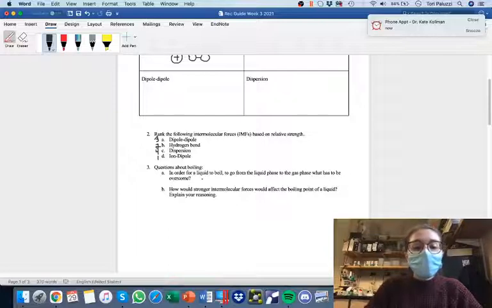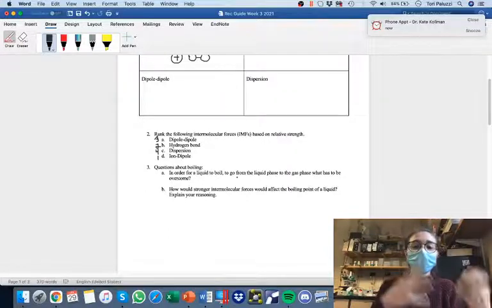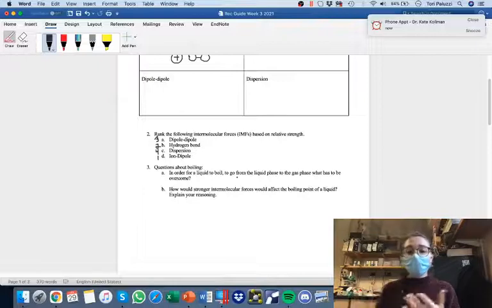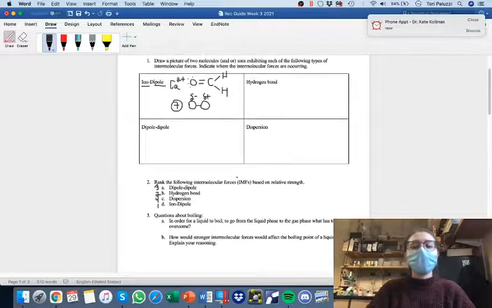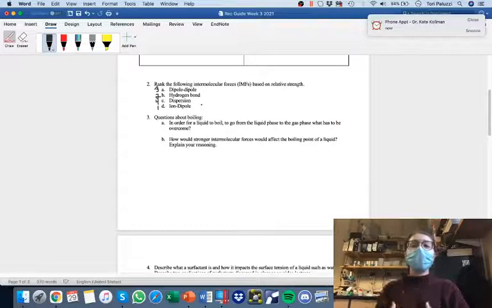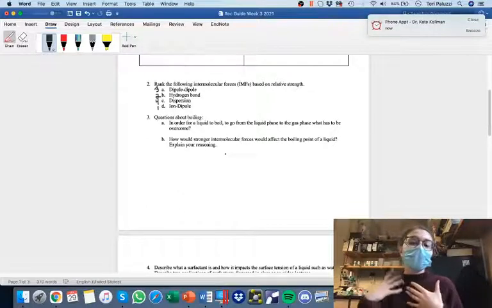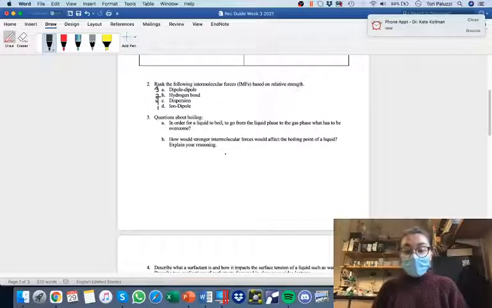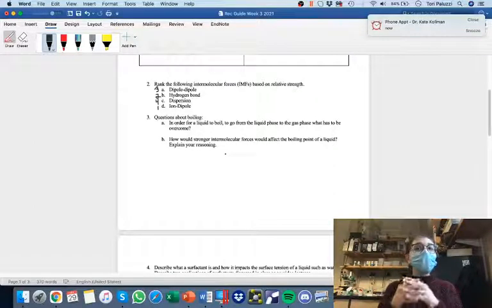Now, in order for a liquid to boil, to go from the liquid phase to the gas phase, what has to be overcome? With the theme of this week, we can all see that it must be intermolecular forces. That's what has to be overcome to get something to boil. So how would stronger intermolecular forces affect the boiling point? This is us really diving into what it means when we say we have to overcome intermolecular forces. What that means is that if something is more strongly bound together, it is harder to pull apart.